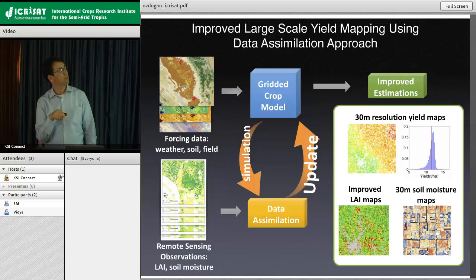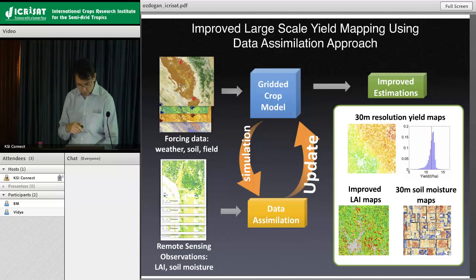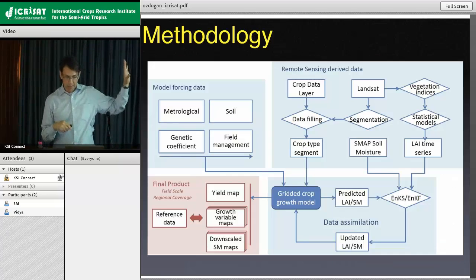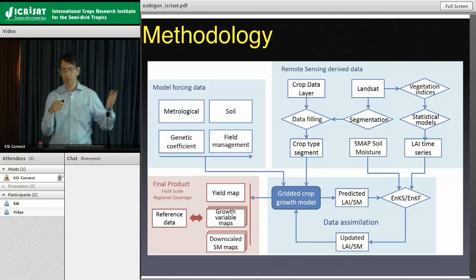Once we do this, it gives us 30-meter resolution or field scale resolution yield map. So that's just a distribution of yield across a gradient. Here's a histogram distribution. And then we get LAI maps, but not only that, we also get soil moisture maps as a byproduct, which I'll show you in a few minutes.